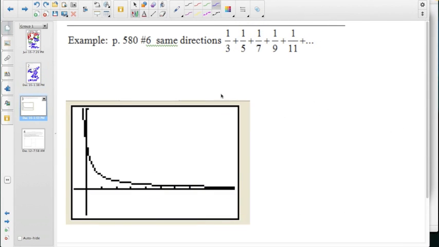So likewise for this one, we have this series here. So we have 1/3 plus 1/5 plus 1/7 plus 1/9. So if we look at this, here's 1/3. So here's that a sub 1 term, 1/3, and here's 1/5. So there's the a sub 2 term, and here is 1/7. There's the a sub 3 term, and so on and so forth.